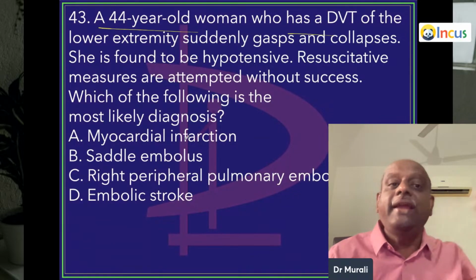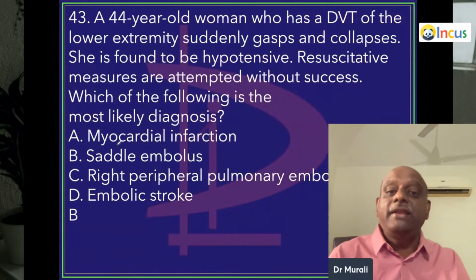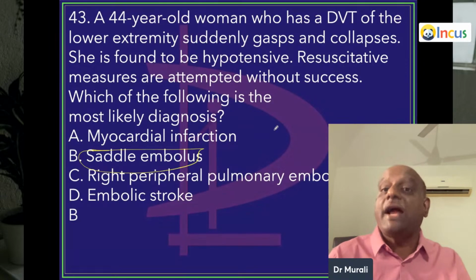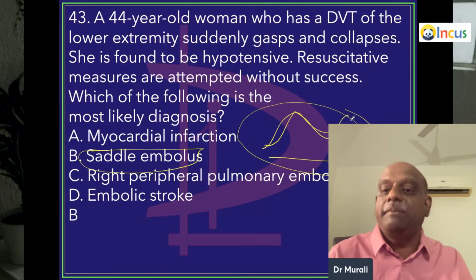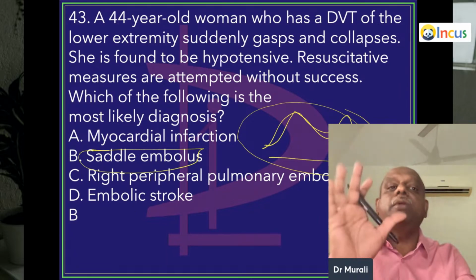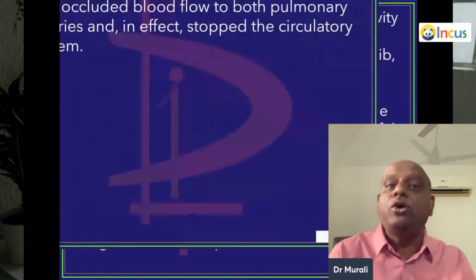A 44-year-old has DVT, became hypotensive, that means pulmonary embolism has developed, and there is a saddle embolus, saddle-shaped embolus. Which saddle? You know what a saddle is, right? The one used by a person riding a horse. So saddle embolus is the one which is typically responsible for pulmonary embolism.